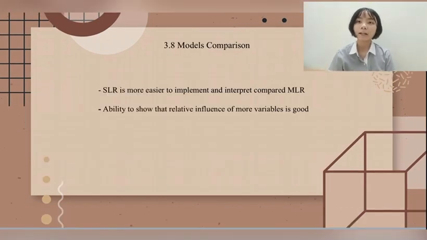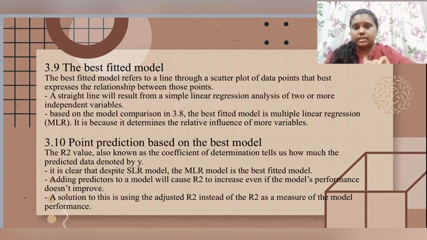Now I will explain about model comparison. SLR is easier to interpret and implement compared with MLR. The data obtained in MLR is able to show the relative influence of more variables, which is good. The best fitted model refers to a line through a scatter plot of data points that best expresses the relationship between those points. Based on the model comparison in 3.8, the best fitted model is multiple linear regression, MLR.